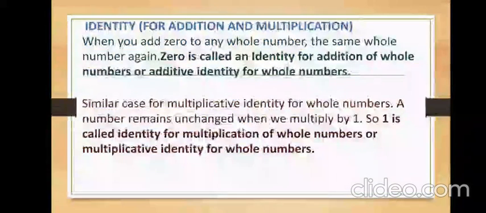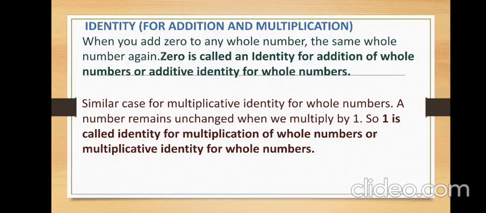And the last property is identity. There are two identity values, that is 1 and 0. Imagine if you add any number with 0, the same number is retained. So 0 is called identity for addition or additive identity. Similarly for multiplication, if you multiply any number with 1, the same number is retained. So 1 is called identity for multiplication or multiplicative identity.